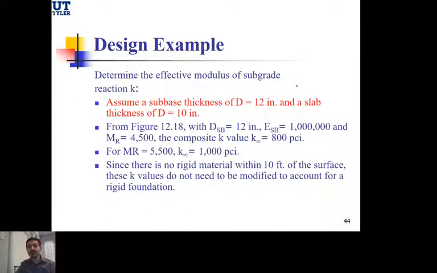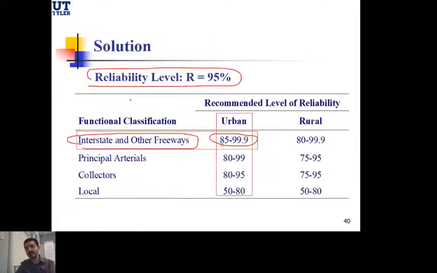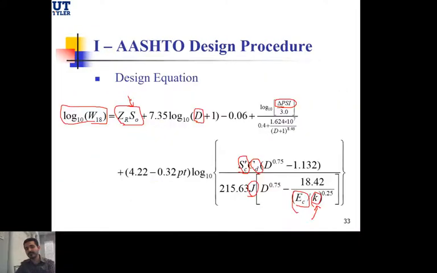Next, now we need to determine the K value. Why do we need the K value? Again, remember in the equation here, we know the reliability level. I know what the S node is. I know the D is what I need to obtain. The E is provided to me. Delta PSI, we obtained it already. So the next step now is to get the K value.